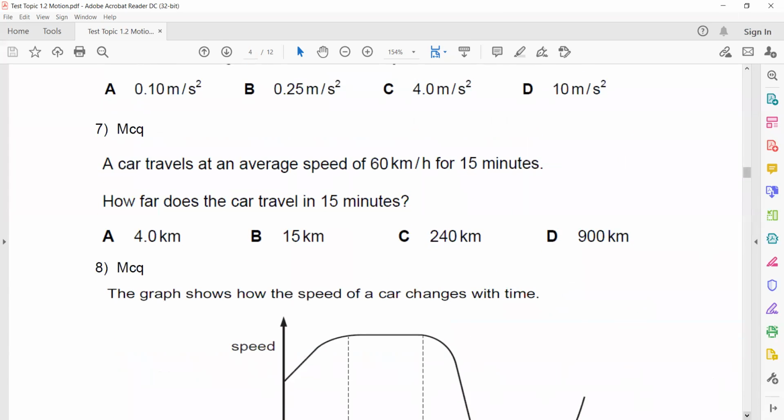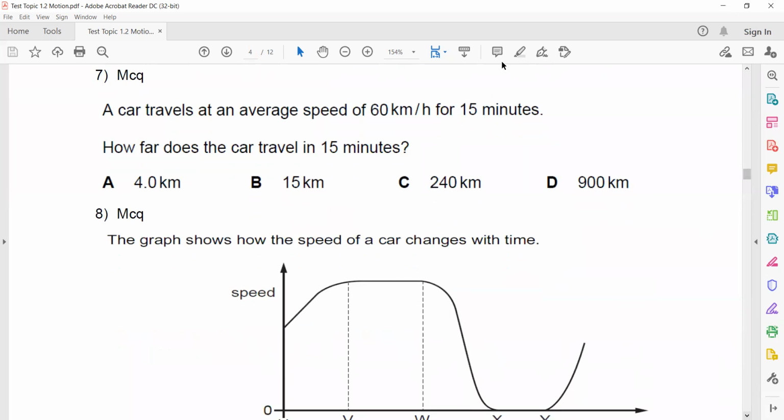Look, if you read the question, they mention the speed. Speed is given in kilometers per hour, but the time is given in minutes. So if speed is in kilometers per hour, time should be in hours. If speed is in meters per second, then time should be in seconds. So we'll convert minutes into hours, and how can we do that? We divide by 60. So 15 divided by 60 will be 0.25 hours.